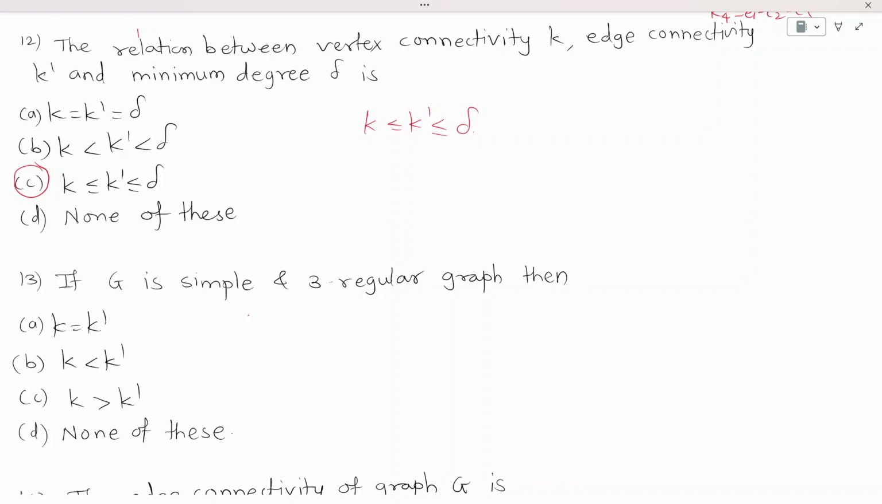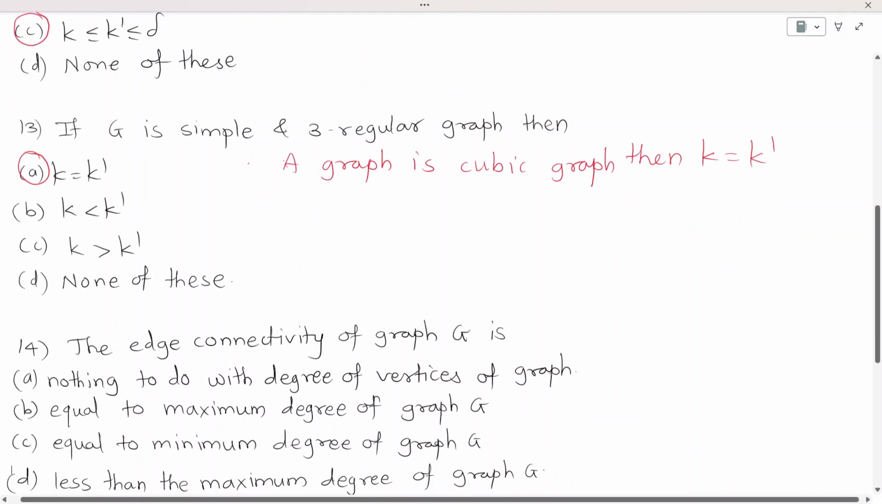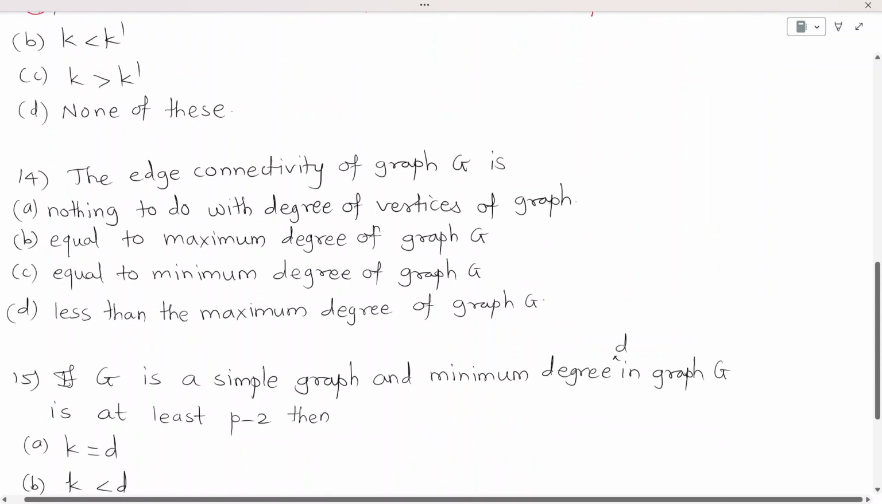Now, G is a simple and cubic graph. Then this is also a standard result: if a graph G is a cubic graph, then K is equal to K dash. So option first is the correct option. K is equal to K dash. Option first is correct.